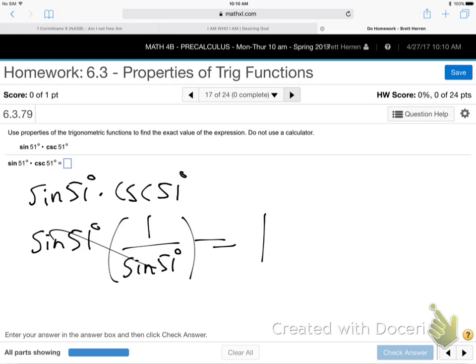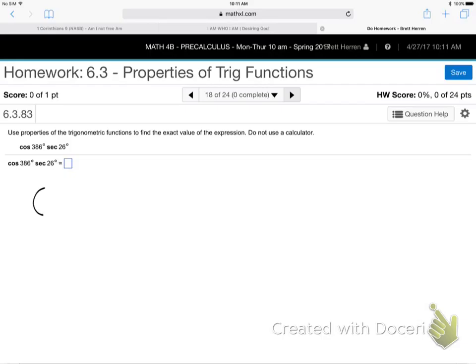Somebody saw it and knows the answer already, right? No? Didn't see it. All right. Cosine 386 times secant 26. What is it? It's 1 again. Now why? Why is this one 1? How does Kelton know it's 1?